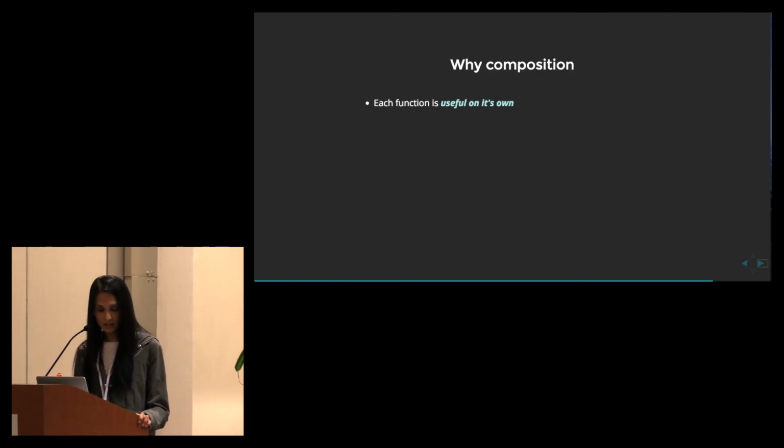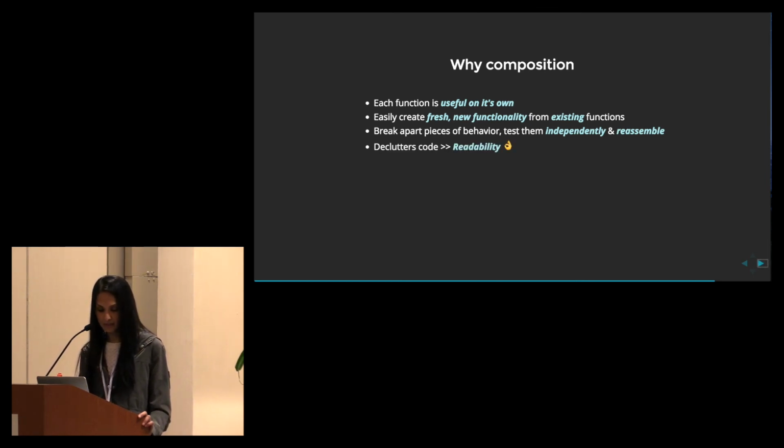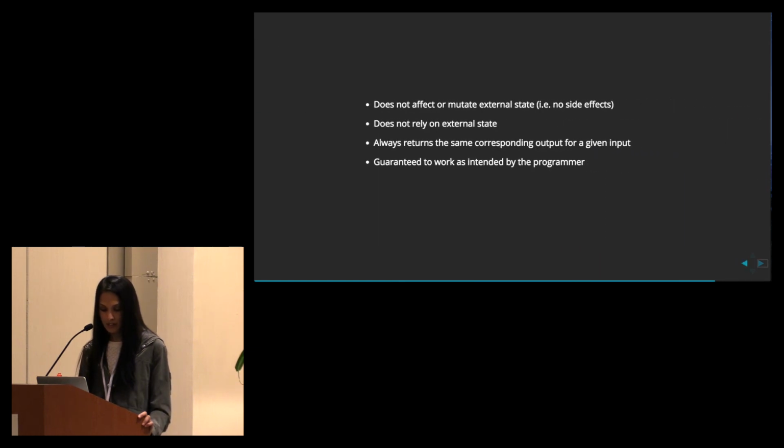So why composition? Because each function is useful on its own. You can easily create fresh new functionality from existing functions. We saw how we can remove the gratefulness surcharge or keep the gratefulness surcharge without updating our code. You can break apart pieces of behavior and test them independently. Overall, it declutters code and adds readability. But if you go through our checklist, we'll see that it doesn't really meet any of the requirements.